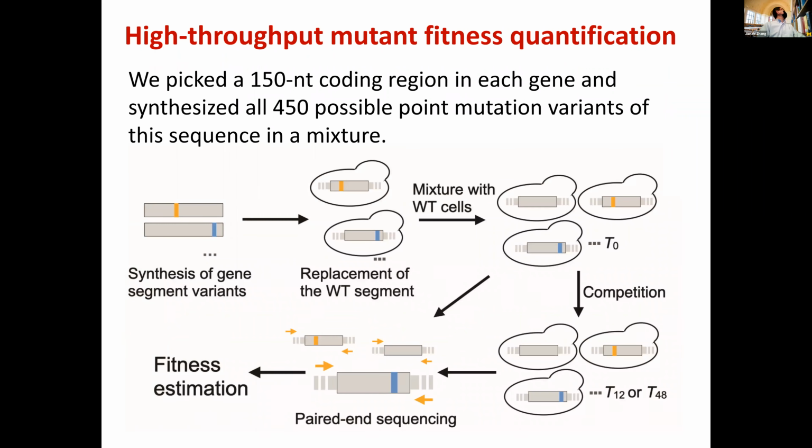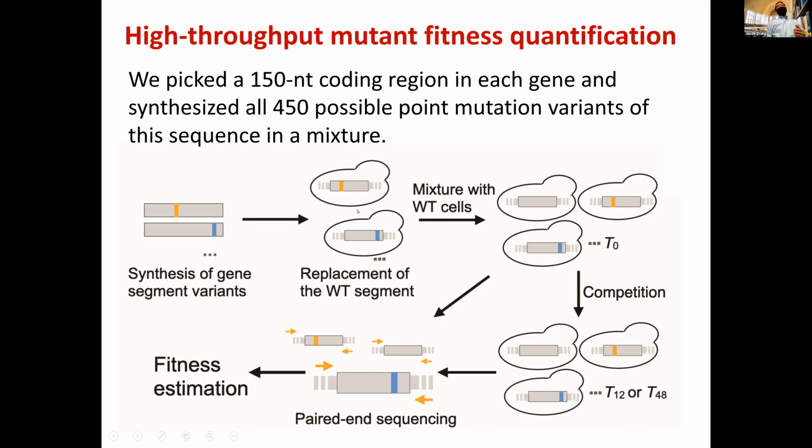So this is our experimental procedure. For each of these genes, we randomly pick a 150 base pair coding region. For each position, we can mutate it from the wild type to the other 3 nucleotides, so we can create 450 single mutation variants. We would replace the 150 nucleotide segment in the endogenous gene with the synthesized variants.